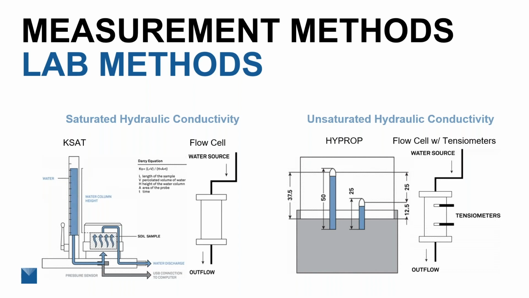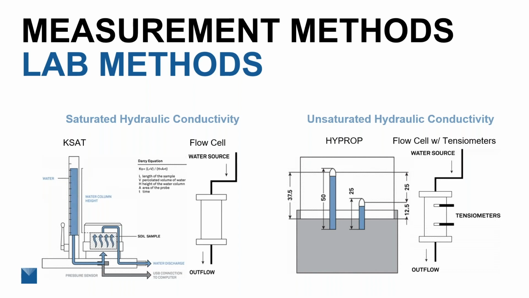With unsaturated hydraulic conductivity, again, we're taking a core sample, and there are two differing approaches here. With a flow cell setup with tensiometers, we're infiltrating water through the core sample, but instead we're infiltrating the water at a set flow rate. And we're monitoring the tensiometers to see when they equilibrate with each other. And we're measuring the outflow at that time.